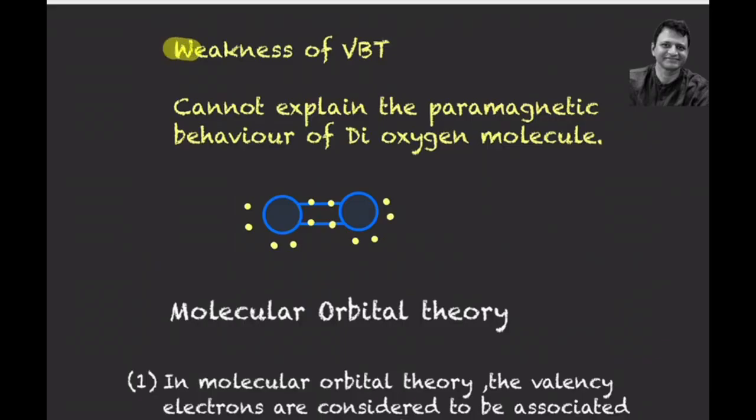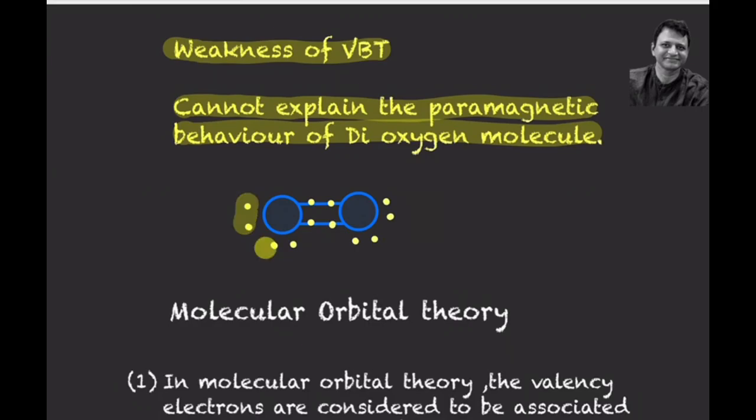There are certain weaknesses in valence bond theory. Valence bond theory cannot explain the paramagnetic behavior of the dioxygen molecule. According to valence bond theory, this is the structure of the oxygen molecule, and in this structure all the electrons are paired, either existing as lone pairs or bond pairs. So according to valence bond theory, this should be diamagnetic, but from experiment we come to know that the oxygen molecule is paramagnetic in nature. That cannot be explained by valence bond theory. That's why we need another theory, which is known as molecular orbital theory.